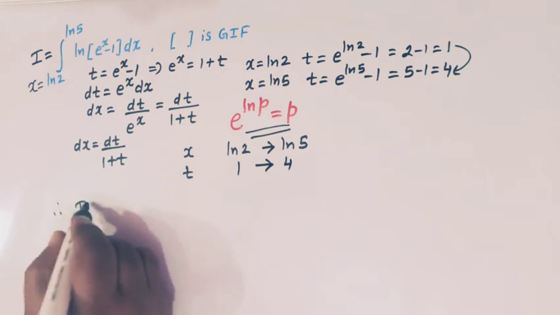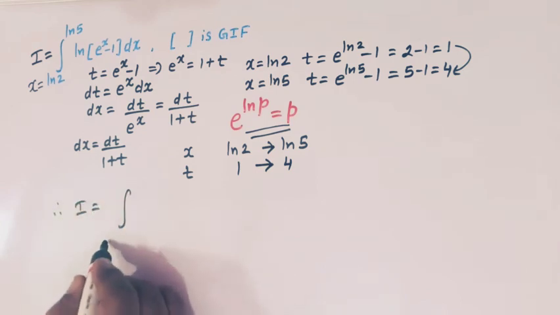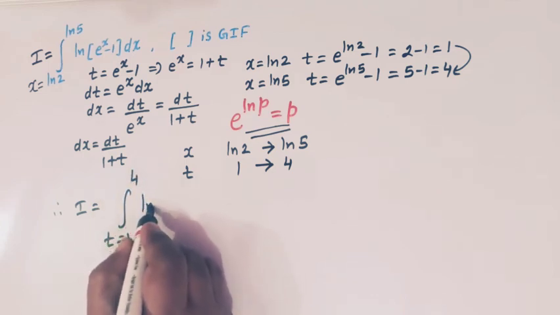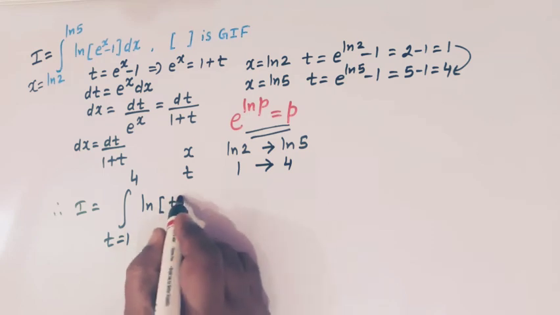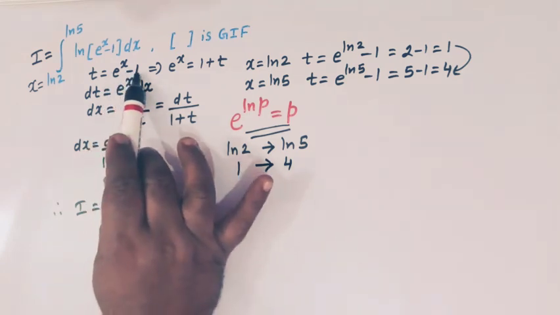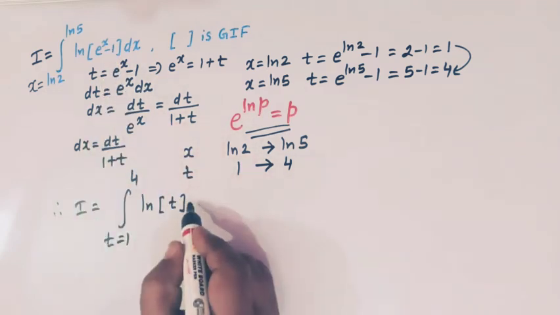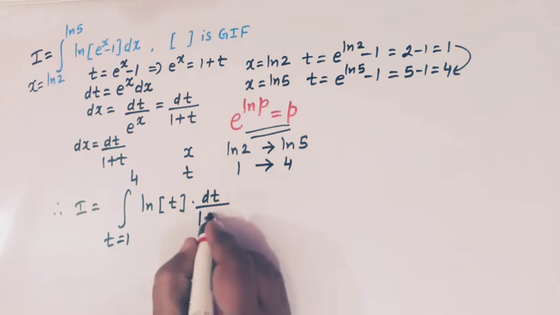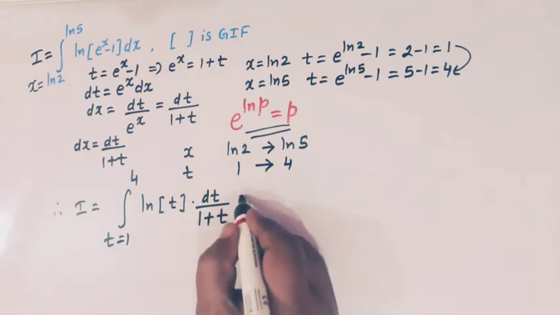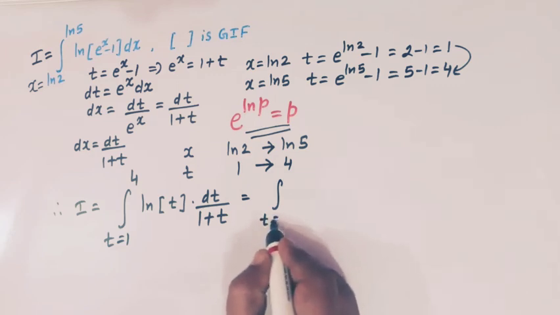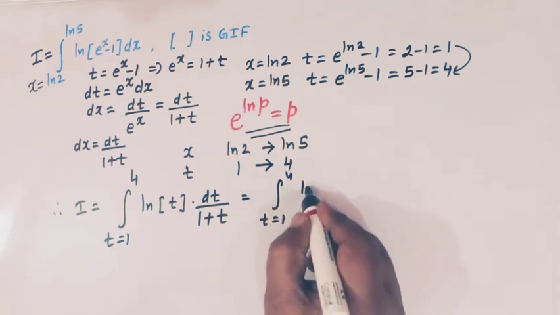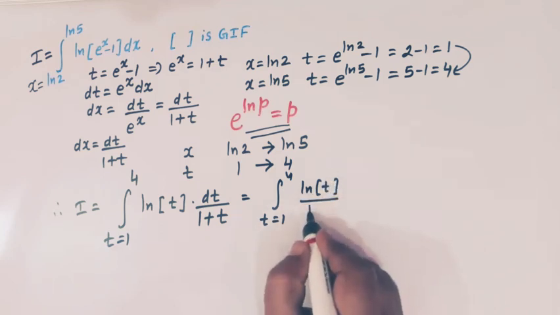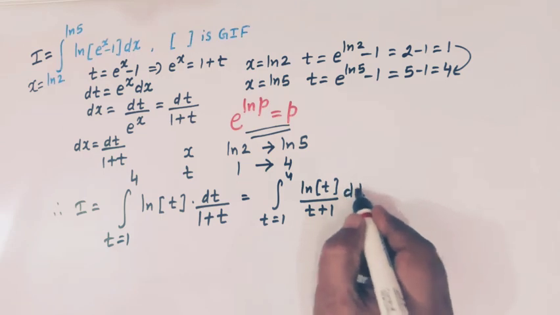Okay, so now let us express this integral in terms of t. So now we can write I is equal to the integral from t is equal to 1 to 4 of log of greatest integer t, because e raised to x minus 1 is t, and for dx we can write dt over 1 plus t. So now we can write it as the integral from 1 to 4 of log of greatest integer t over t plus 1 dt.